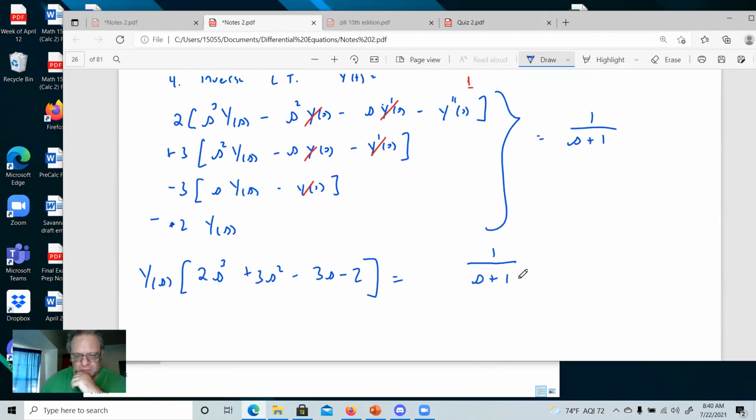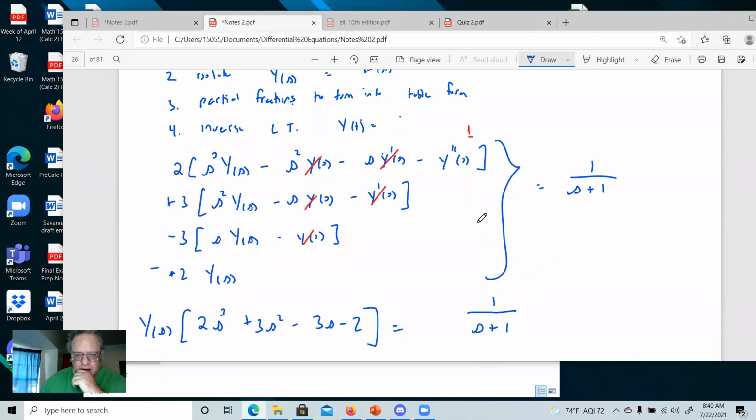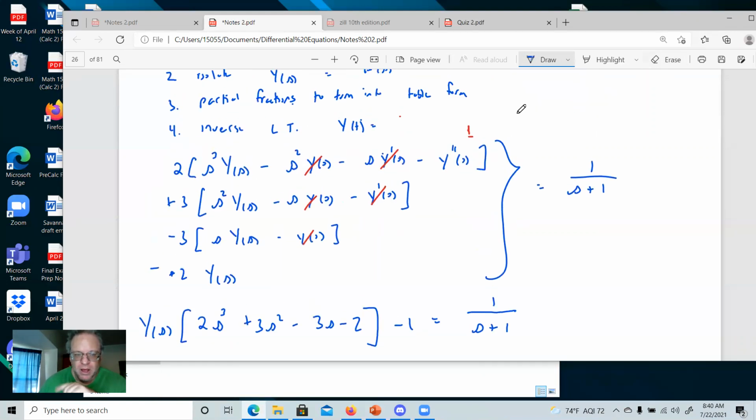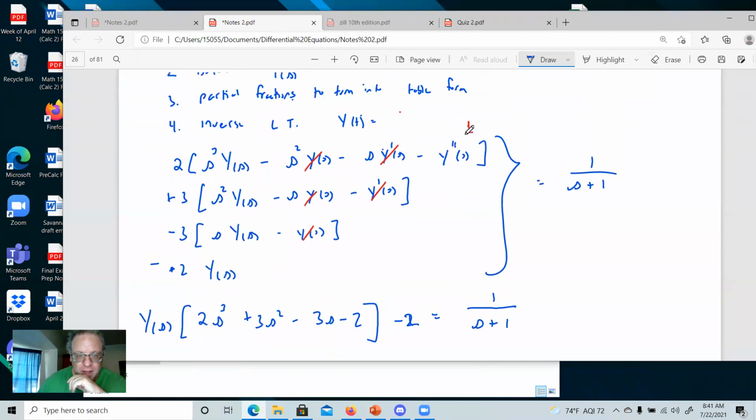Okay, maybe we can group them a little differently. Oh, forgot this. So minus 1. So what we're going to do, minus 1 equals. Okay, so what I did here is I just took all the, oops, not minus 1, minus 2. I made that mistake before I did this problem.